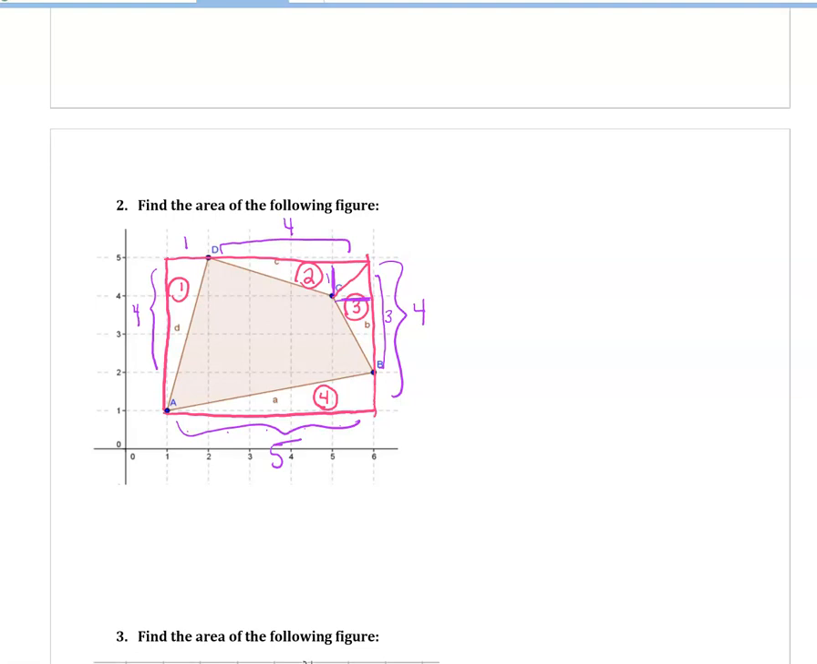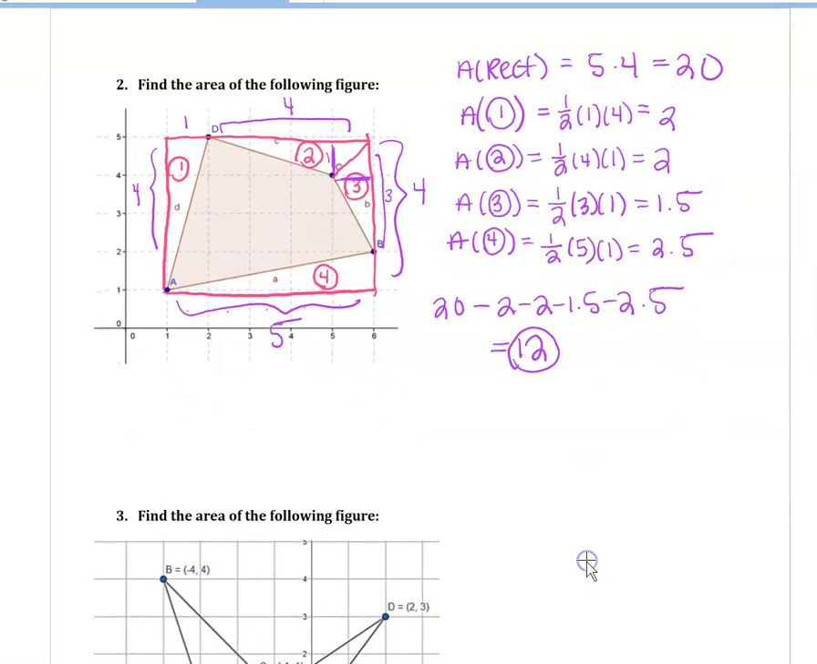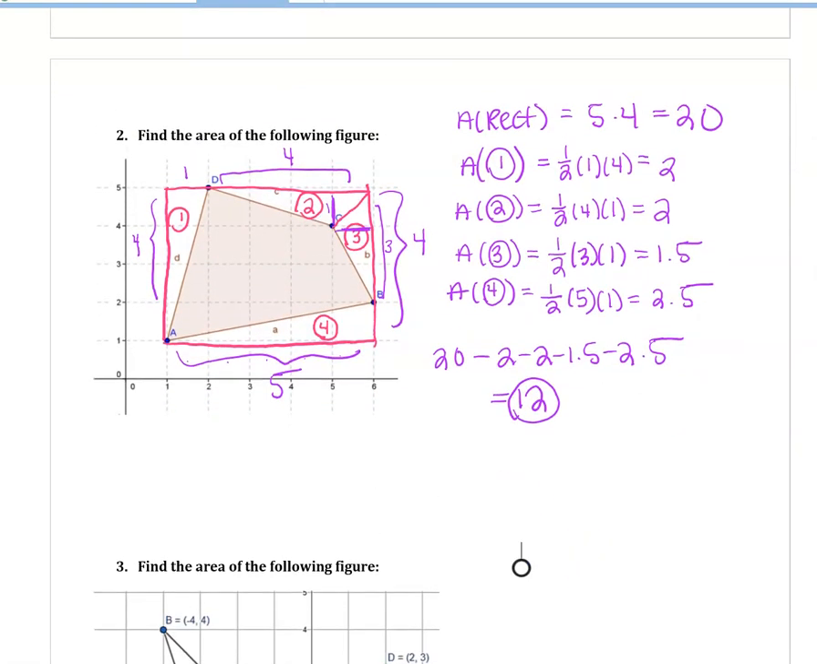All right, so the answer is 12. And here is my work. So I was able to find that the outside rectangle was 20 units squared, and then each of these individual triangles, as I have labeled, were 2, 2, 1.5, 2.5. I subtracted each from my whole rectangle, and I got 12.